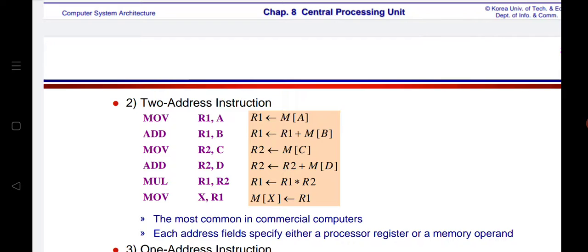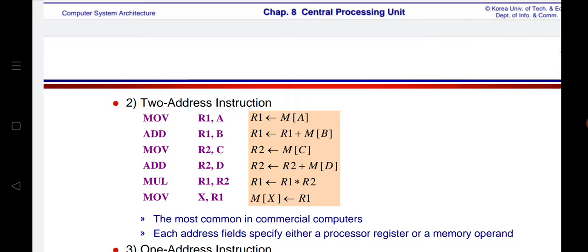Next, I need to go with C and D, the same steps. Move R2 comma C. I cannot use my R1, because R1 is holding the value A plus B. This should be utilized in the future, so I cannot overwrite that particular register. So we will use one more register known as R2. The C value will be moved to the R2 register. Later on the D value will be added to the R2 register and the resultant C plus D value will be stored in the R2 register.